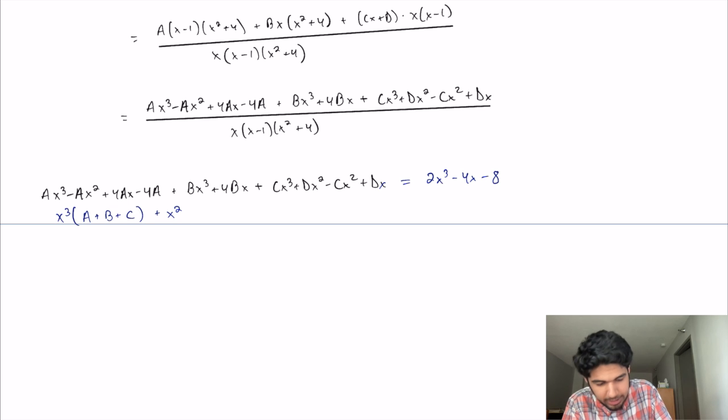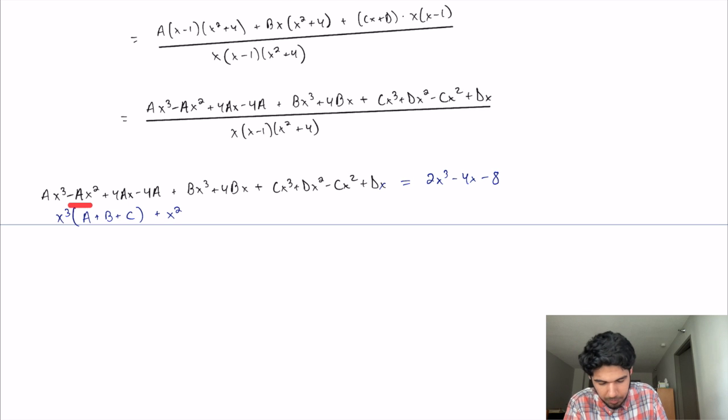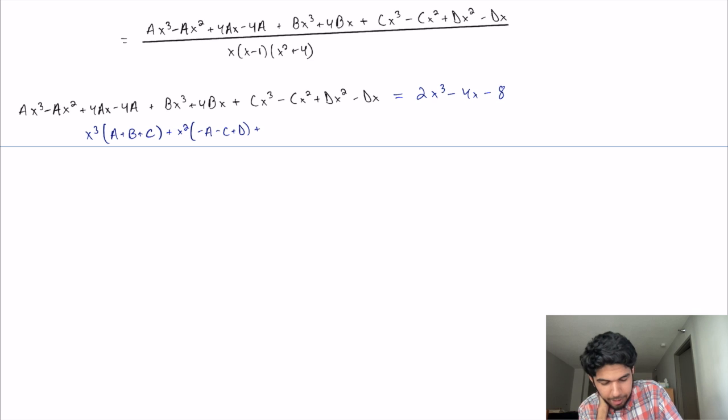Then we'll add to that x squared times, this term has an x squared, and these two do as well. So this will be x squared times minus a minus c plus d. Now we search for our x term, which is found in this 4ax, 4bx, and minus dx. So this is x times 4a plus 4b minus d. And lastly, we look for our constant term, which is just minus 4a, and that should be equal to 2x cubed minus 4x minus 8.